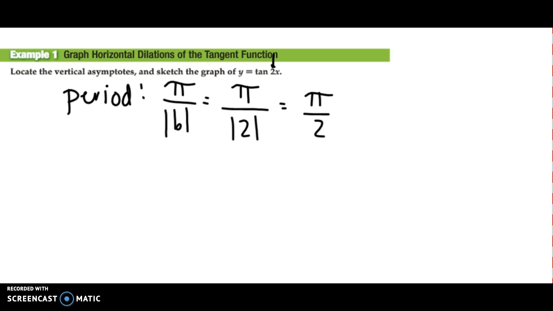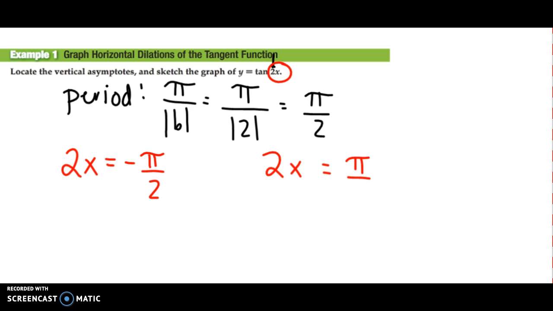Now to figure out my vertical asymptotes, I'm going to take that bx plus c, or in our case, 2x plus 0. We don't need to write that though. But we're going to write 2x is equal to negative pi over 2, because that's in the parent function where one vertical asymptote is. And we'll look at the other vertical asymptote at 2x equals positive pi over 2.